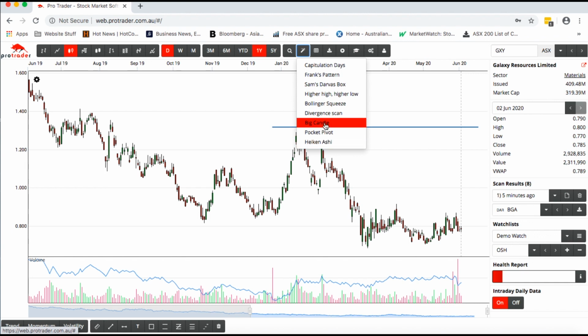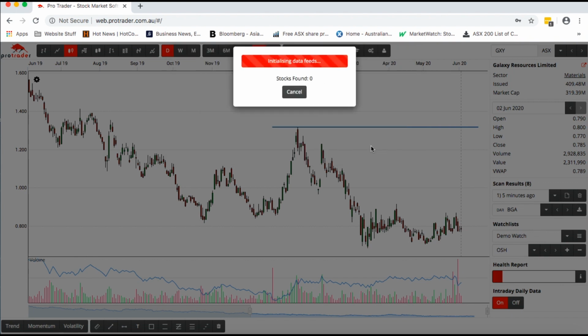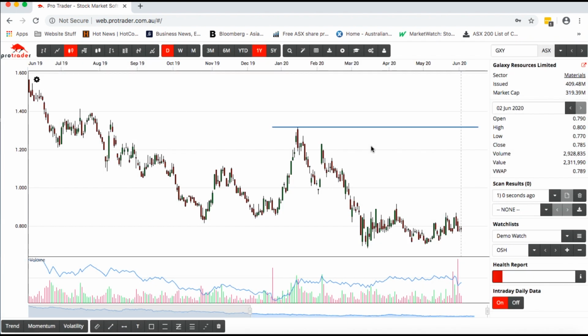The ones that I do every day are the big candle and the higher high, higher low. So let's just have a look at the big candle scan. The reason why I love the big candle scan is that at the end of the day, I'm a volume trader. The reason why I love volume is that to me, it's money on the table. If there's a big volume movement, it means that someone has made a decision and has put their money in the market.